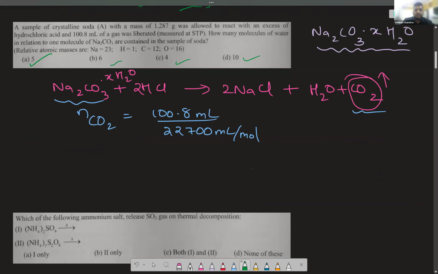So the number of moles of our Na2CO3 will be 1.287, the weight of the sample, divided by the molar weight of this, right? So the molar weight of our crystalline salt with water of crystallization will be how much? Na2CO3 is 46 plus 12 plus 48, which is 106, plus xH2O. H2O is 18, and 18 into x will give me the weight of water of crystallization. That plus 106 is going to give me the molar mass of this salt. So 1.287 divided by this is supposed to be equal to this. Now I'm supposed to cross multiply and get the value of x.